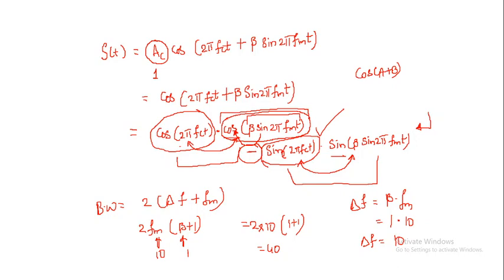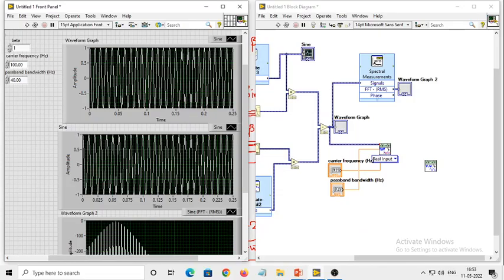and fm is already 10. So this is the deviation one, and this is your bandwidth. So you can choose your bandwidth depending upon this also, so no issue. So I am taking 40 Hz.